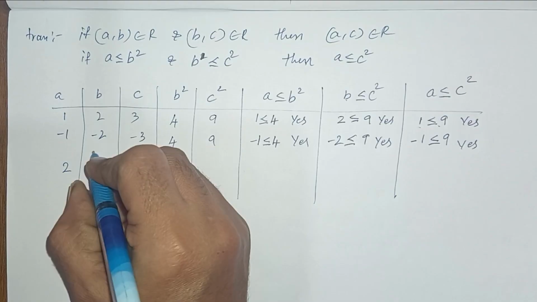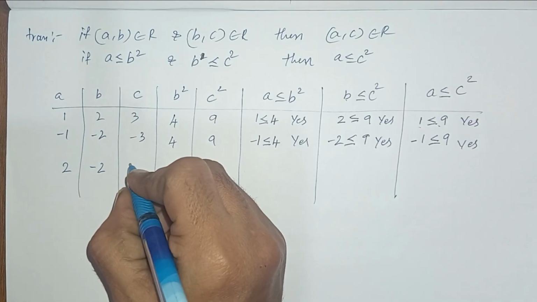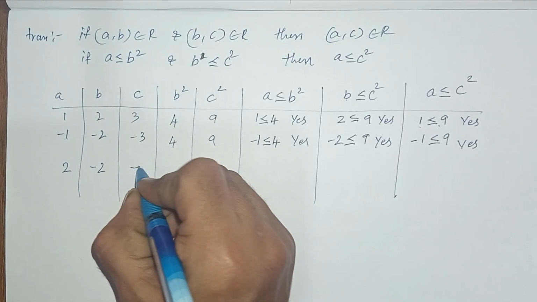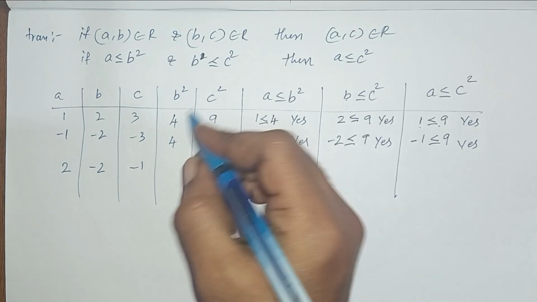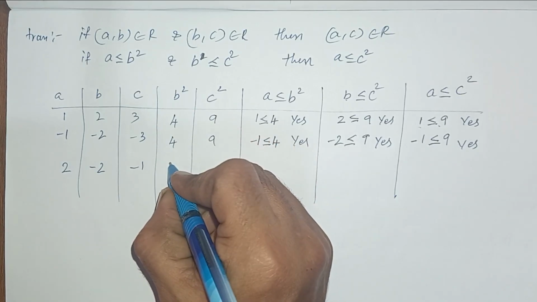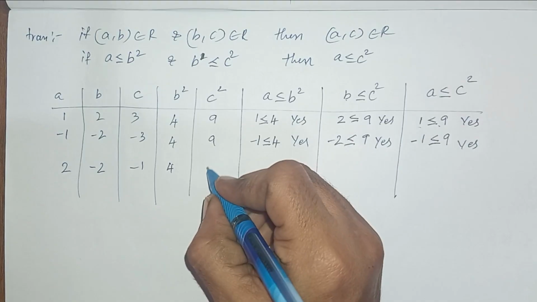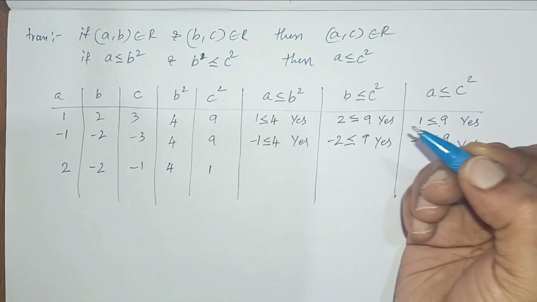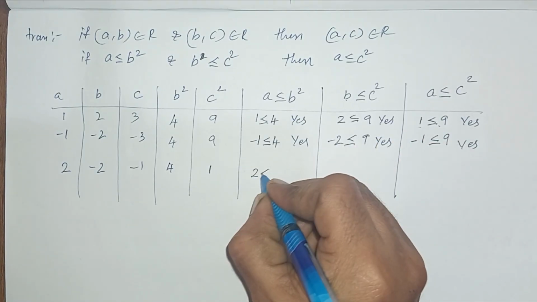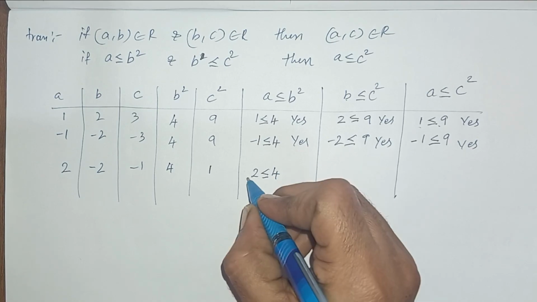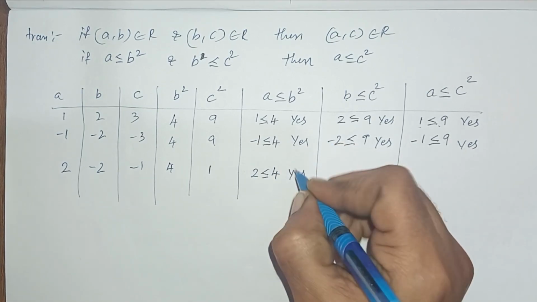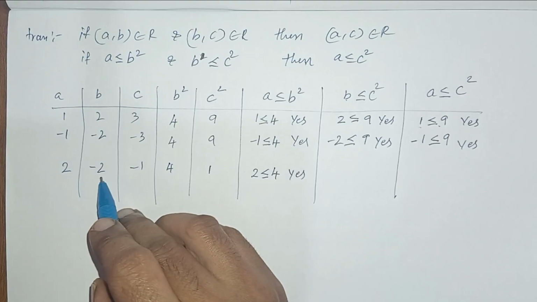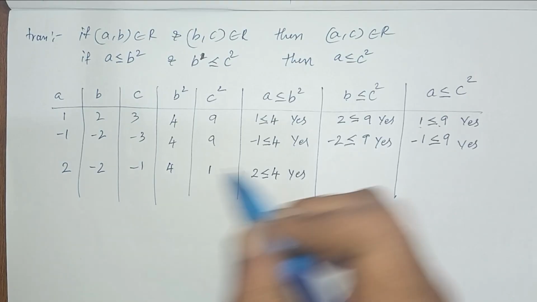So here if we take 2, minus 2, and minus 1, so a will be 2, b will be minus 2 and c will be minus 1. So b square will be plus 4 and c square will be plus 1. Okay, so now 2 is less than or equal to 4. So a is 2, my b square is 4. Yes, this condition is satisfied. So 2 comma minus 2 exists in the relation.